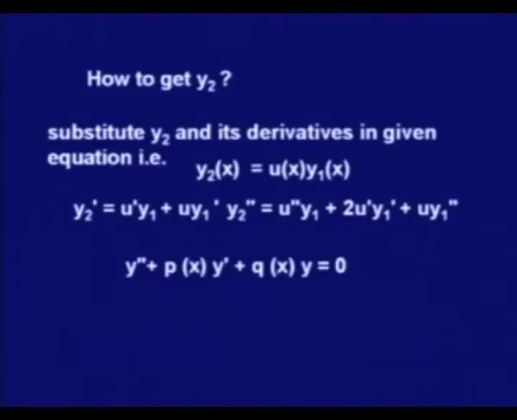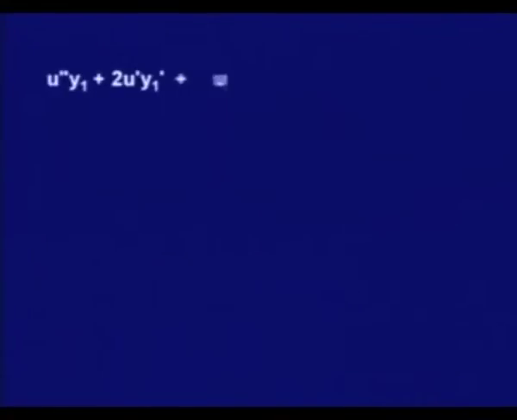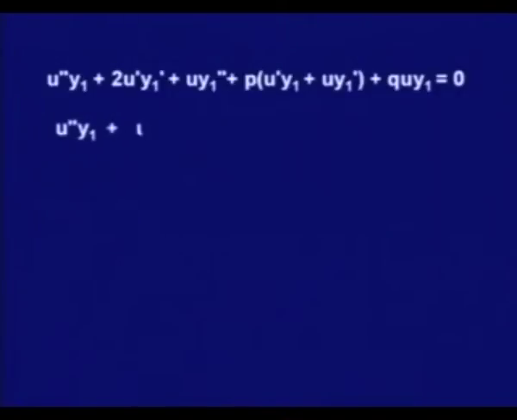So, putting them in one by one, we get u double dash y1 plus 2 u dash y1 dash plus u y1 double dash, plus p times u dash y1 plus u y1 dash, plus q u y1, equal to 0. Now, let us collect the terms in u double dash, u dash and u. So, the equation is this. Now, we are collecting the terms. The coefficient of u double dash is only y1, so that is the first term.